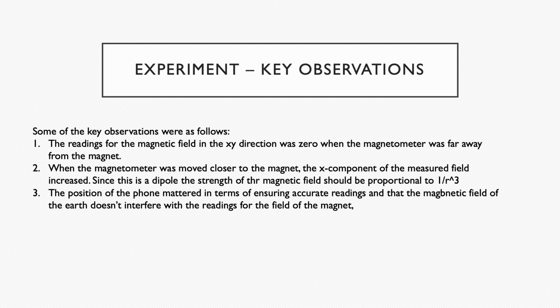When the magnetometer was moved closer to the magnet, the x component of the measured field increased. And since this is a dipole, the strength of the magnet, I believe, should be proportional to 1 by r to the power 3. And the position of the phone mattered in terms of ensuring accurate readings, and that the magnetic field of the Earth doesn't interfere with the readings of the magnet.